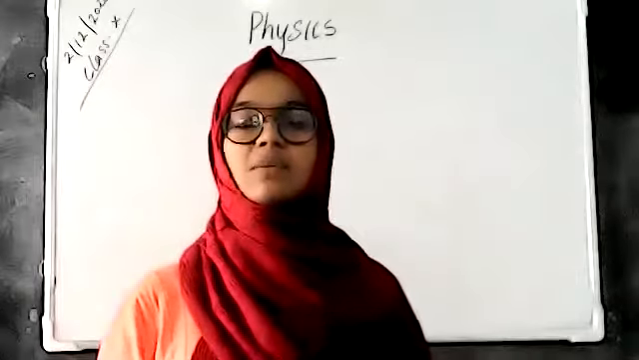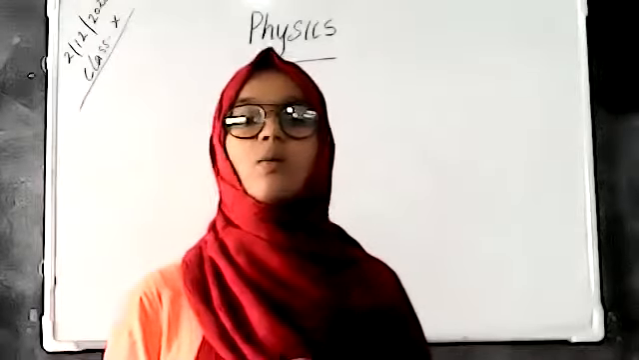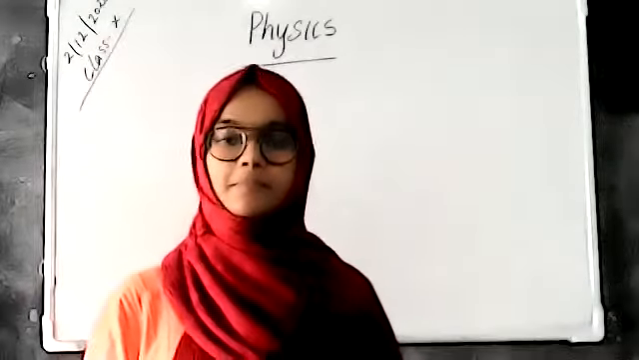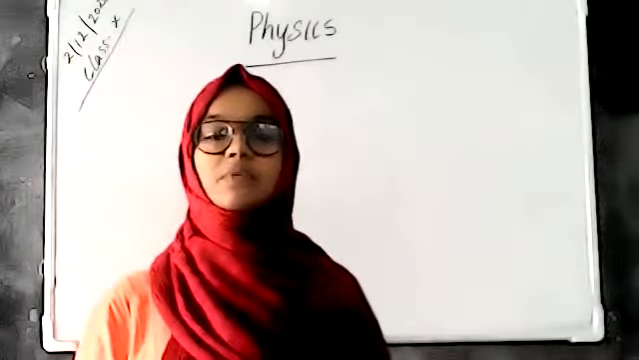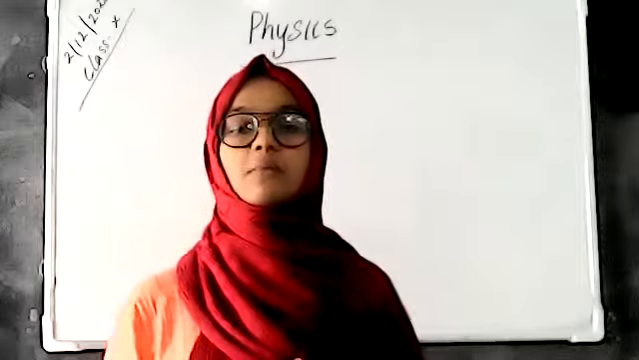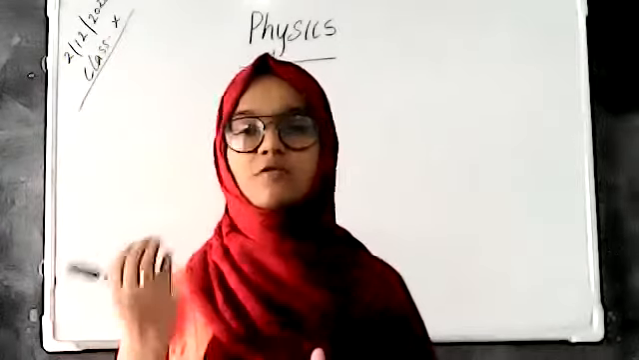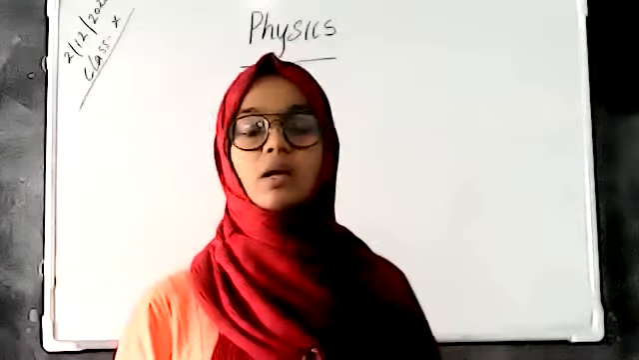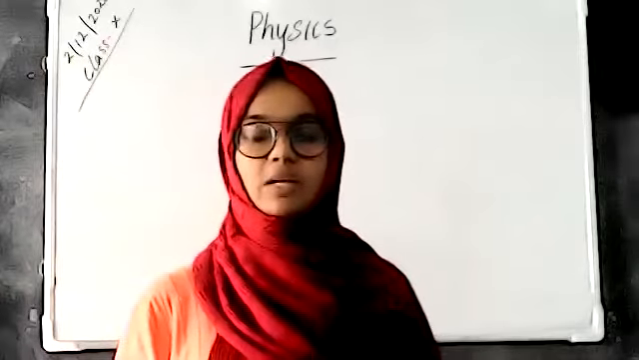In the previous class we discussed the mirror equation, that is 1 by f is equal to 1 by u plus 1 by v. Here f is the focal length, u is the distance of the object from the mirror, and v is the distance of the image from the mirror. So I think all of you understand the mirror equation: 1 by f is equal to 1 by u plus 1 by v.